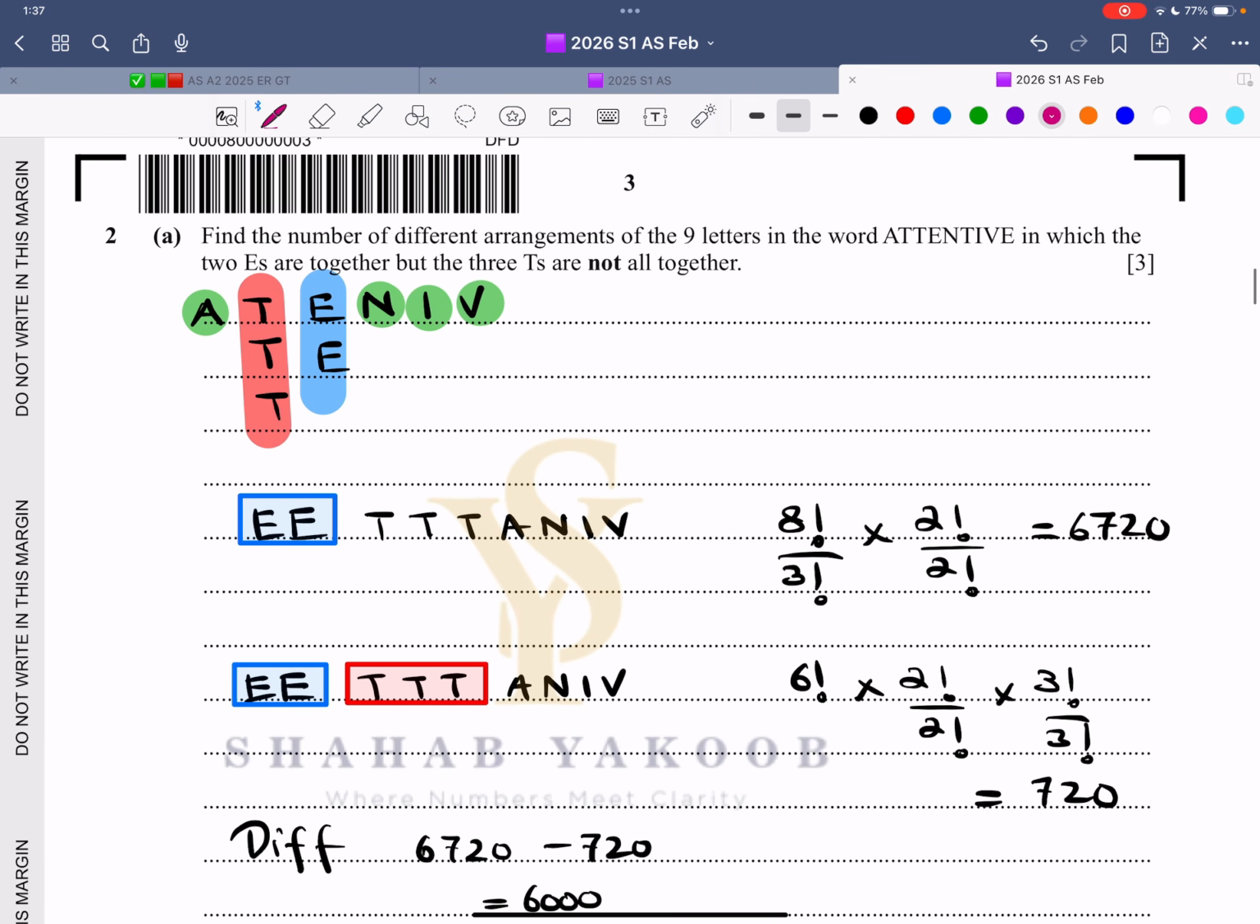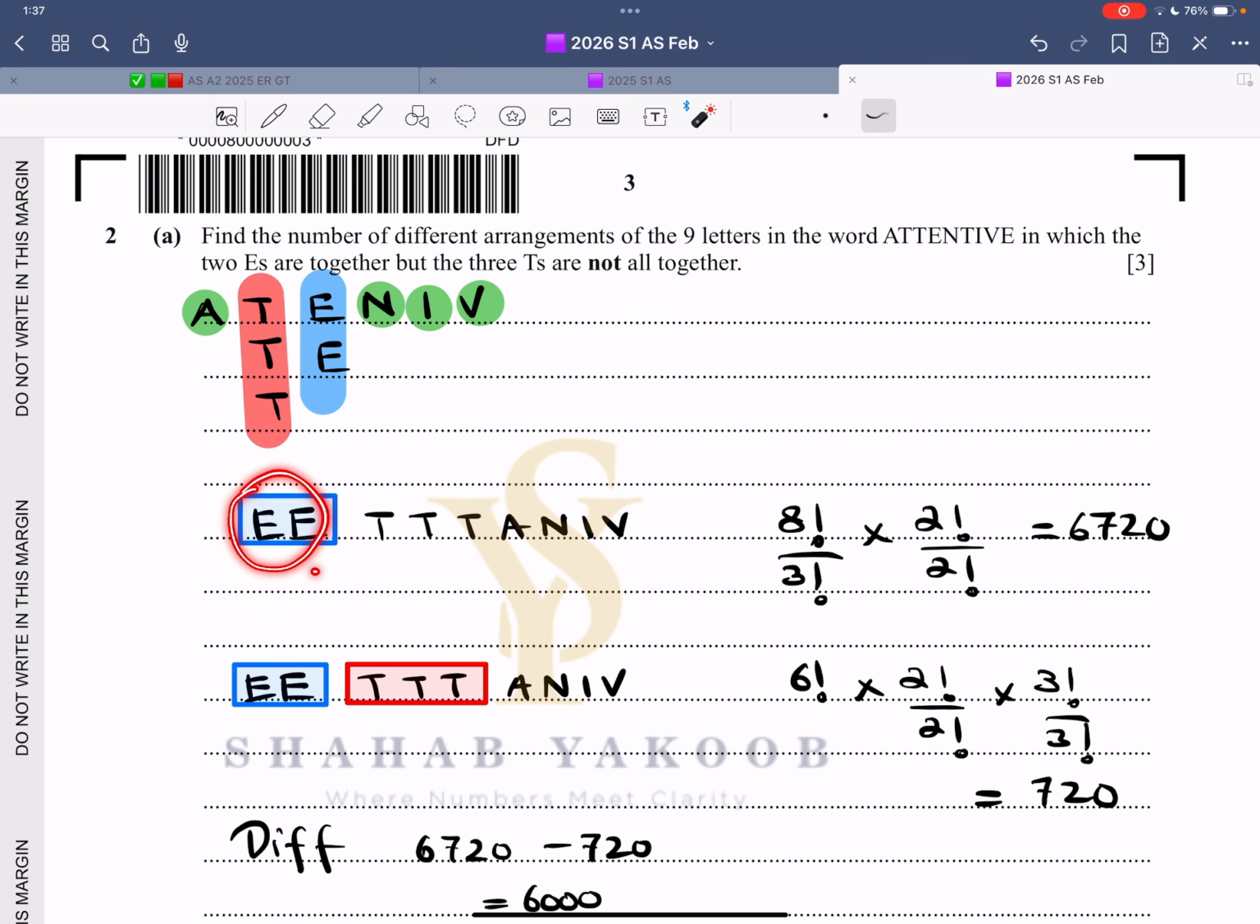The second question. It says there is a word. There are 9 letters in this word, attentive. There are 3 T's, there are 2 E's, there is A, N, I, V. The first part in which the 2 E's are together but the 3 T's are not all together. That means 2 T's could be together, 1 could be separate, it could be all 3 separate. So technically, it's a concept of not together, the subtraction concept.